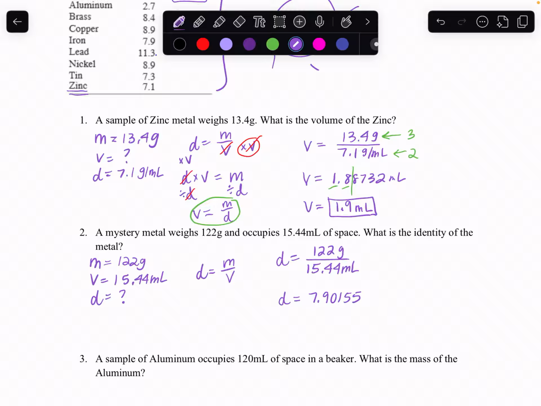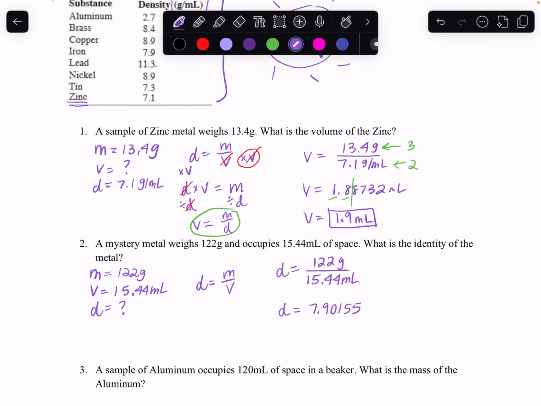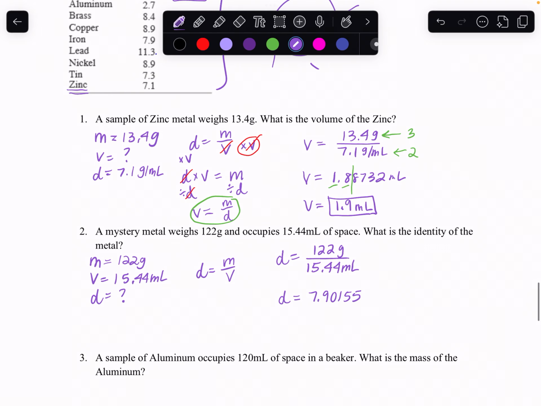7.90155. Fantastic. We can already tell, based on our chart, what the identity of this metal could possibly be. However, I do want to note that we will be rounding, okay? I want you to round based on sig figs. It's good practice. So if you look at your sig figs in your original numbers, 122 has 3 sig figs and 15.44 has 4. So we're going to round to 3, okay? So 1, 2, 3. There's my cutoff. I do not need to round up. And my density will equal 7.90 grams per milliliter.